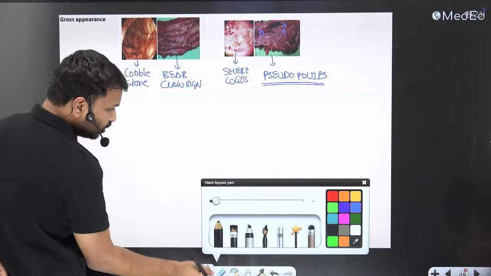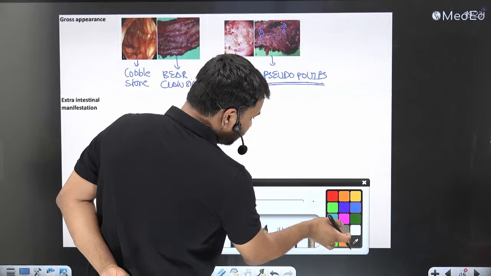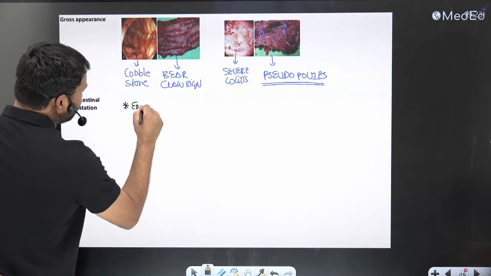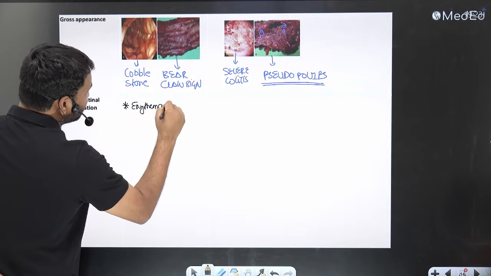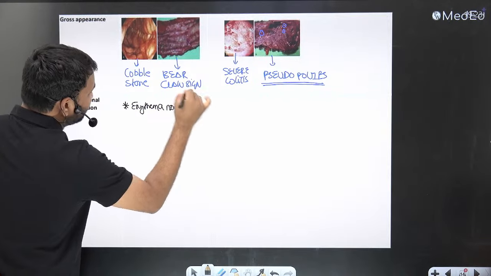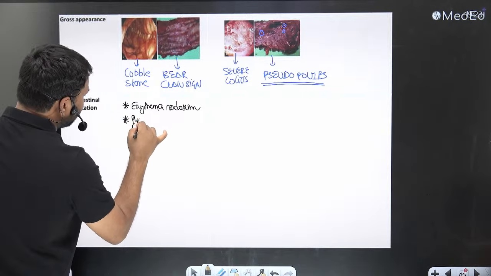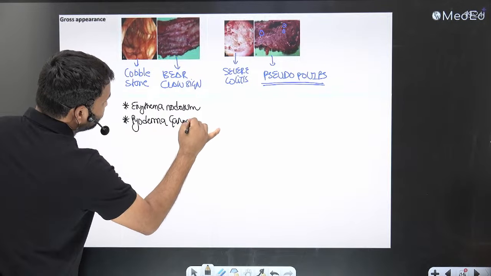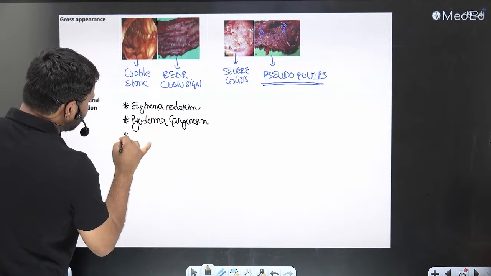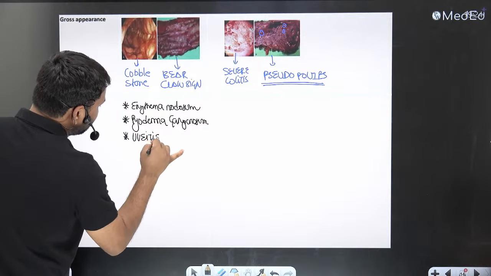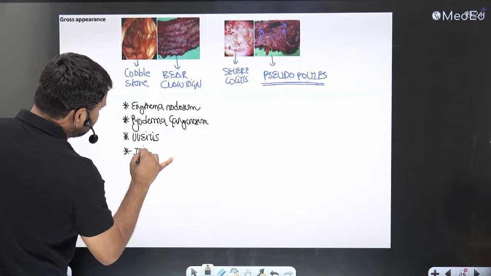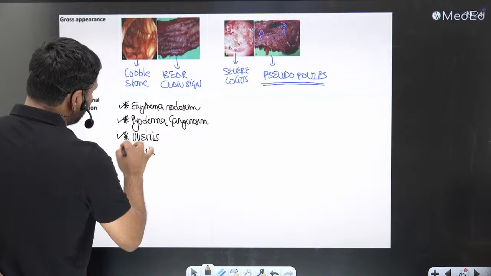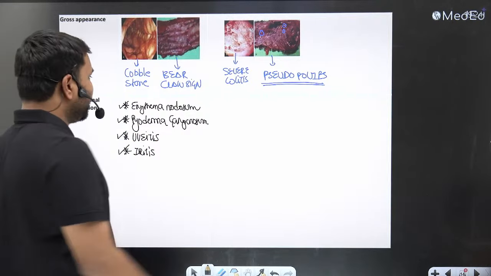Now, extra-intestinal manifestations are important. I'm not going to talk about all of them. I'll talk about the ones which are going to be relevant for our discussion now. Number one, in ulcerative colitis, there will be erythema nodosum. There is pyoderma gangrenosum. It is associated with uveitis. It is also associated with iritis. So you have erythema nodosum, pyoderma gangrenosum, uveitis, iritis. These are the extra-intestinal manifestations that you see here.